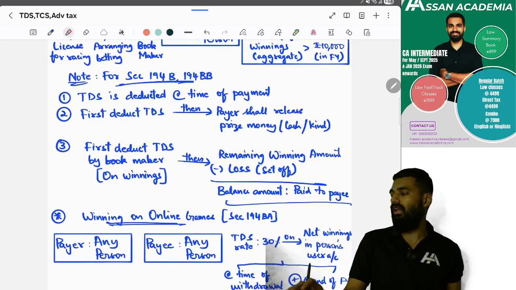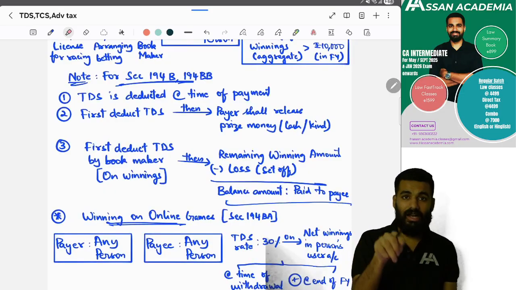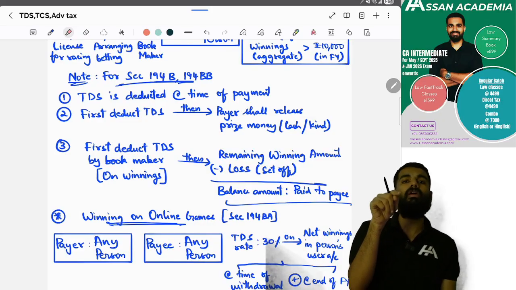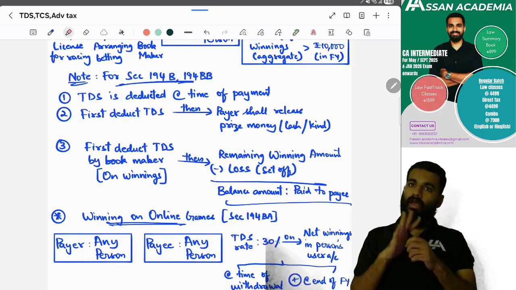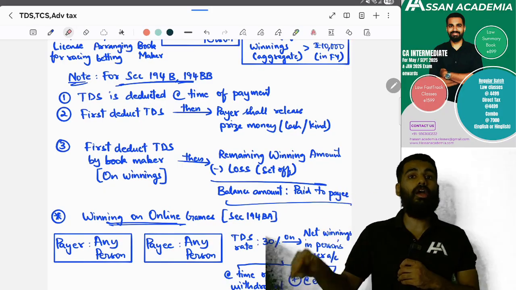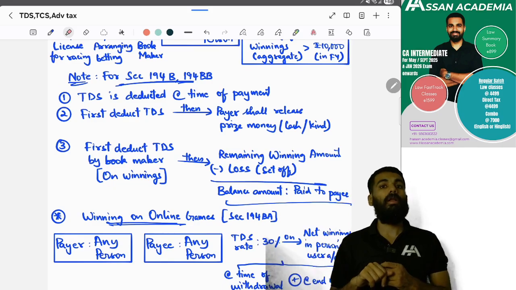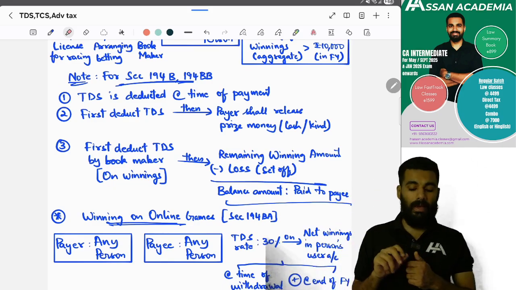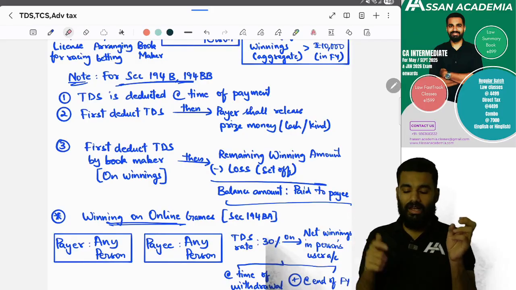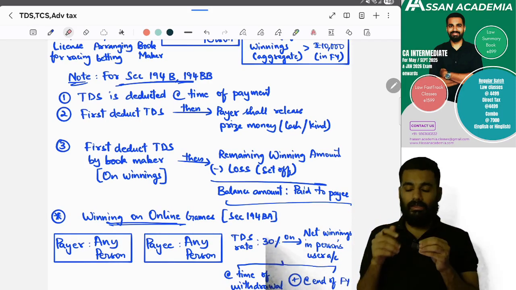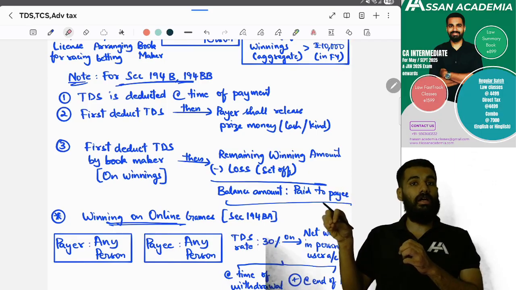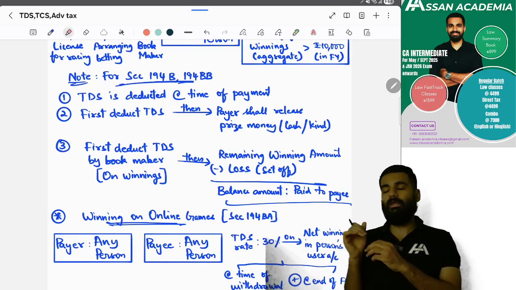First deduct the TDS, and after that make the payment to the payee. If the payment is in kind, make sure you first deduct the TDS and give it to the government, and only then give the remaining amount to the winner, the payee. If you have won by horse race, first deduct the TDS, and from the remaining balance, if there is any loss that the winner has incurred, reduce that loss also, and the balance amount will be paid to the payee.